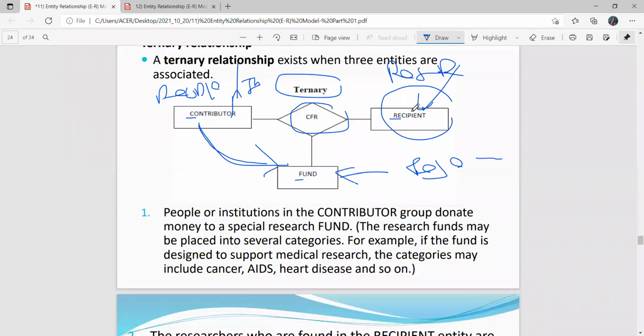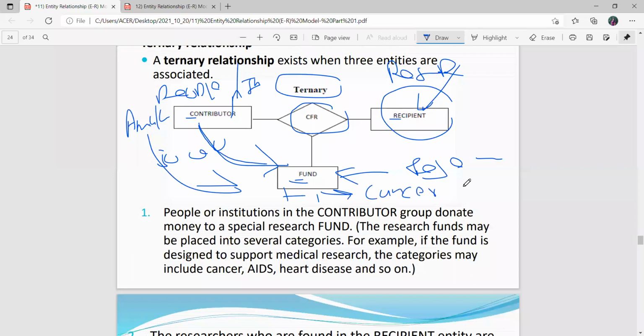As an example, let's take Amal. Amal is going to donate 50,000 for fund one. This fund one is for cancer research, that means cancer research work. One researcher like Kamal is the researcher in this category. So Kamal received this fund through this fund F1 ID. This is known as a ternary relationship.